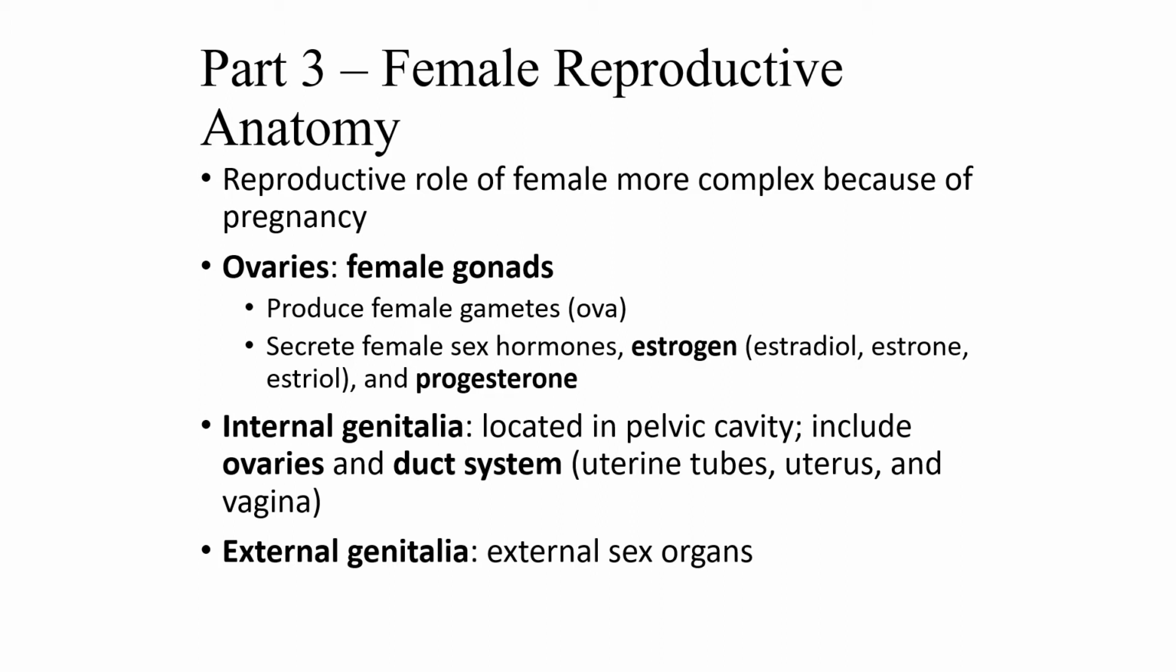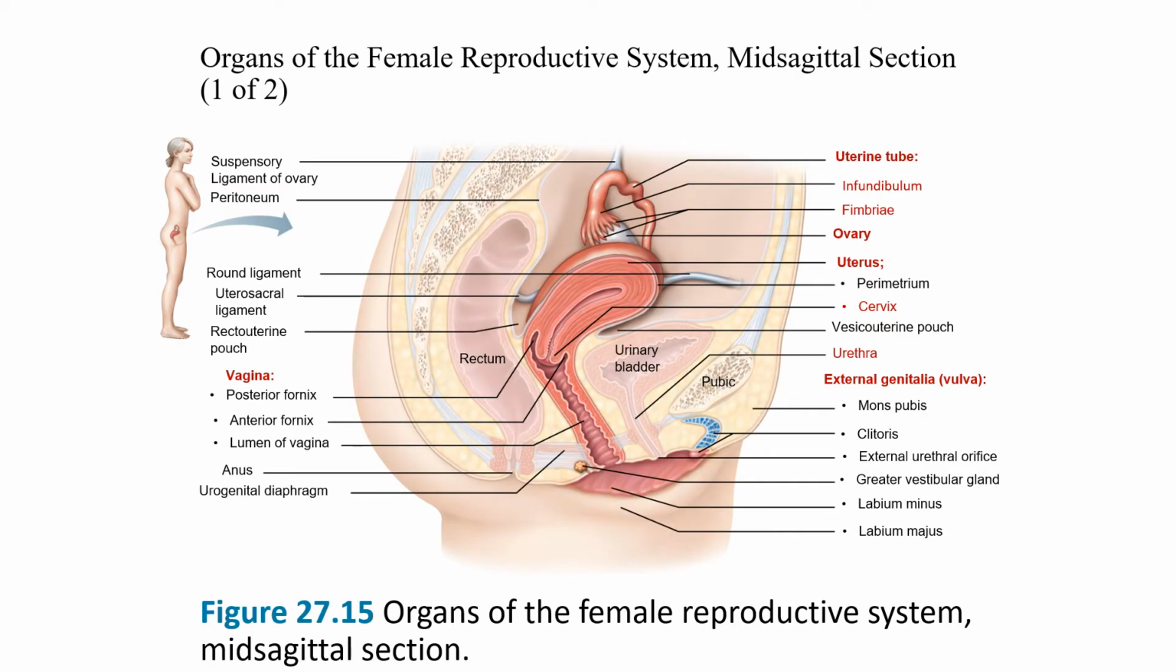They have internal genitalia. This is in the pelvic cavity, so the ovaries, the duct system, the uterus, the vagina, and then we also have external genitalia. Okay, so they're on the outside. And so when you look at this picture, you should be able to identify the ovary, the fimbriae, the infundibulum, the uterine tube, the uterus, the cervix, and the vagina. The cervix is more of an area, and we'll get into that a little bit later.